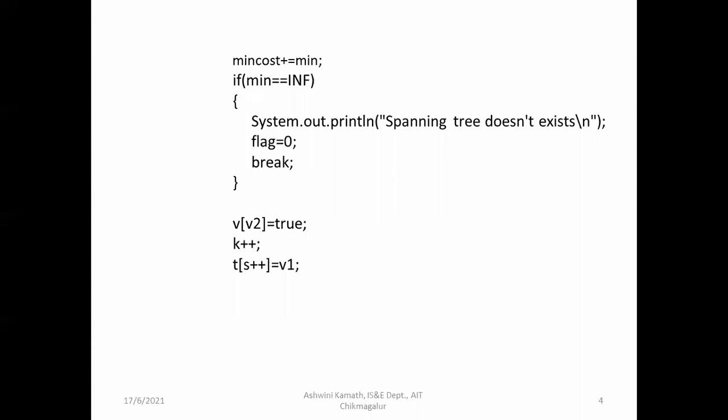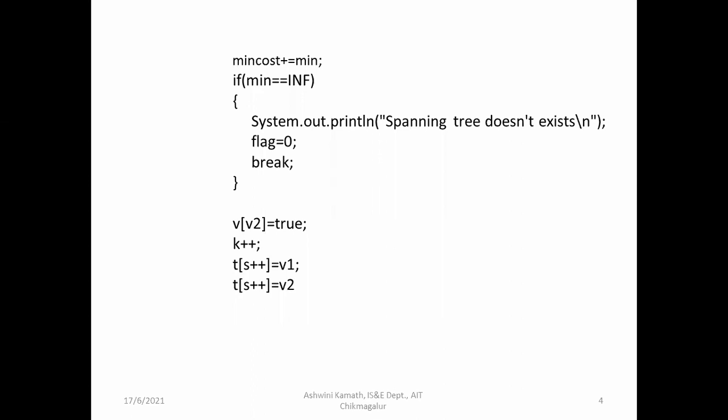The initial value of S is 0, right? So T of 0 is equal to V1. Then it will increment the value of S, so S will become 1. T of S plus plus is equal to V1, then S will be incremented. After that it becomes 1, so T of 1 is equal to V2.